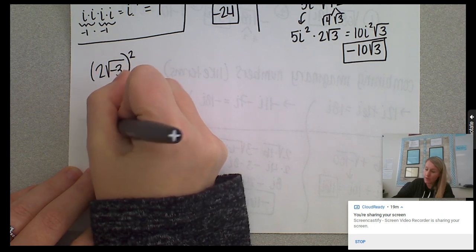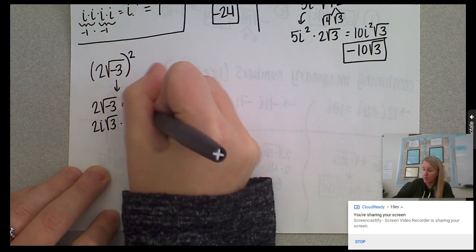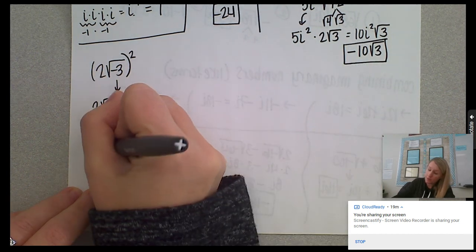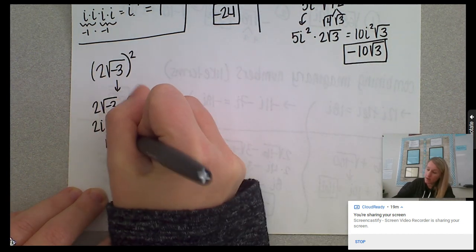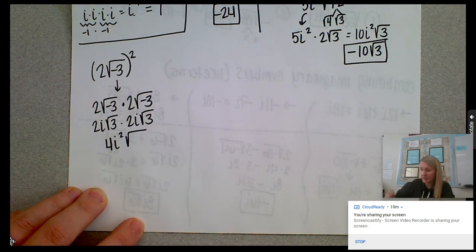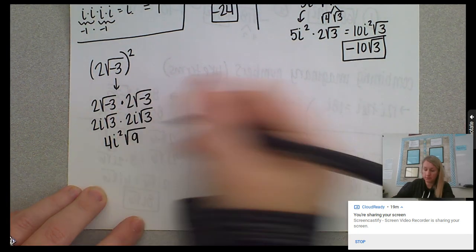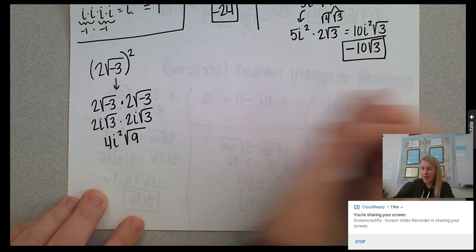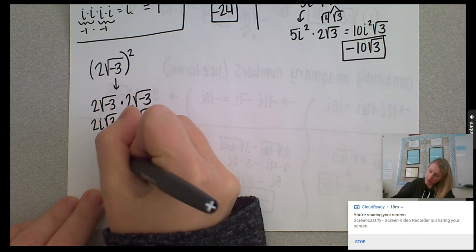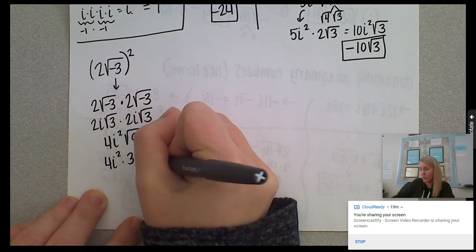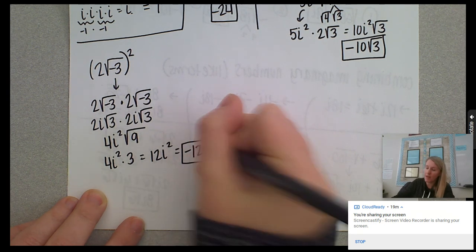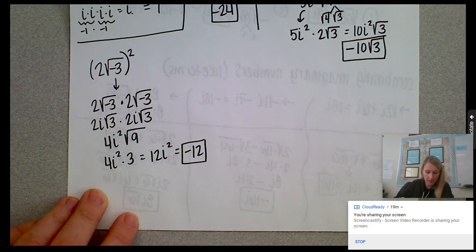2i square root of 3 times 2i square root of 3. Now I can multiply. Gives me 4i squared square root of 9. Hey guys, I know the square root of 9. It's 3. So that's 4i squared times 3, which is 12i squared, which gives me a final answer of -12. What a beaut.